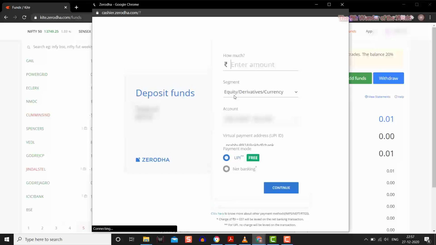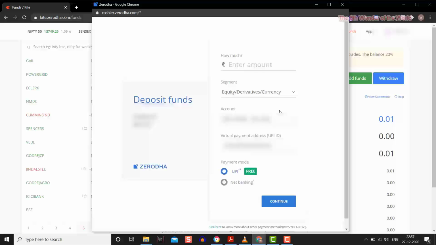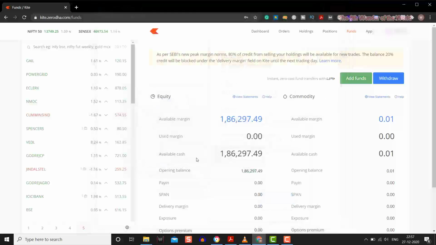The next header is segment. Do not change anything. Leave as is. Next is the bank account which you provided while opening the account with Zerodha. You can transfer the funds through UPI or net banking. UPI is free and there are nominal charges for net banking. It might take some time to reflect your money in the available cash.